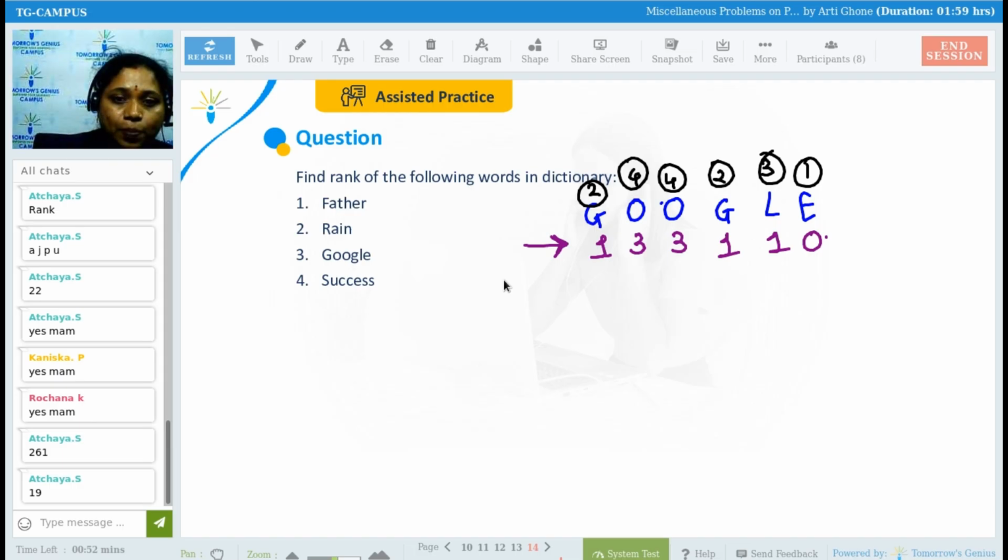Clear? Now pay extreme attention to these red marks. Including this G, we are finding one more G, that's why it is divided by 2 factorial. Including this O, we are finding another O, that's why this is divided by 2 factorial. After G, we are again finding G, hence it is divided by 2 factorial. After one O, we are again finding O, that's why 2 factorial. Now if we look at the third position, what will be the answer?